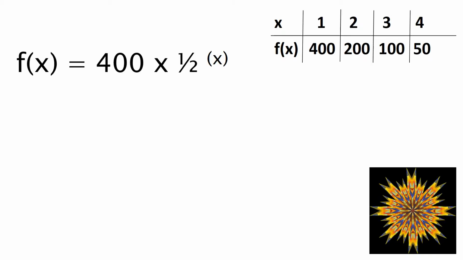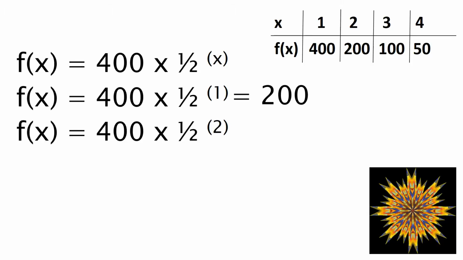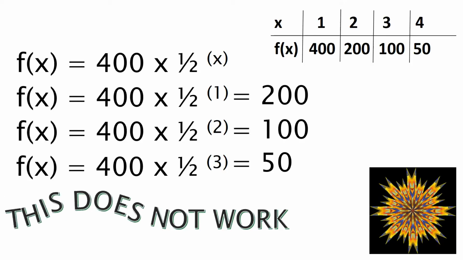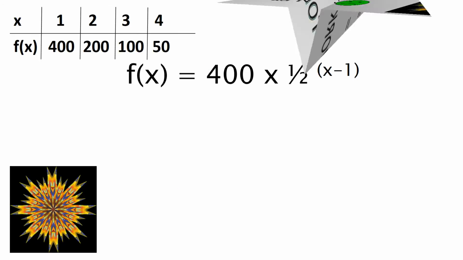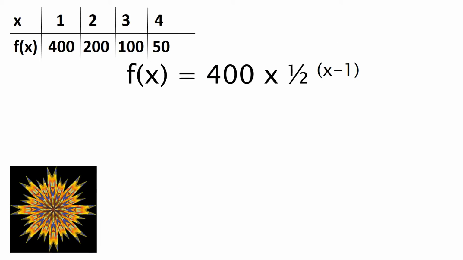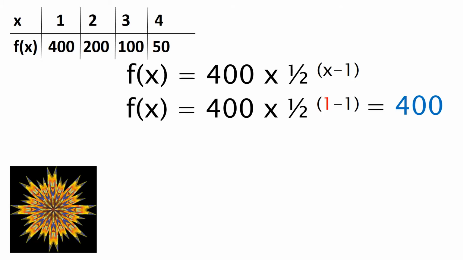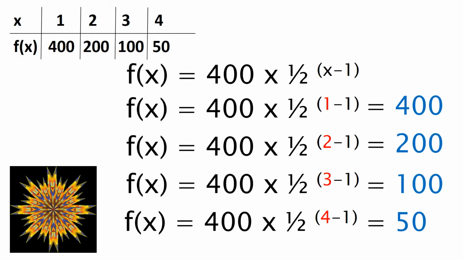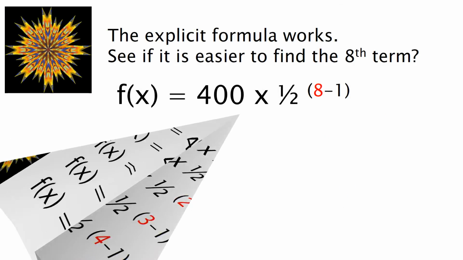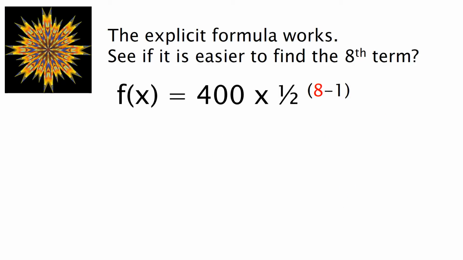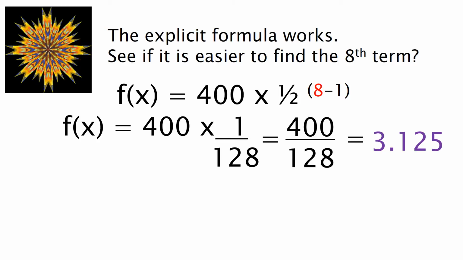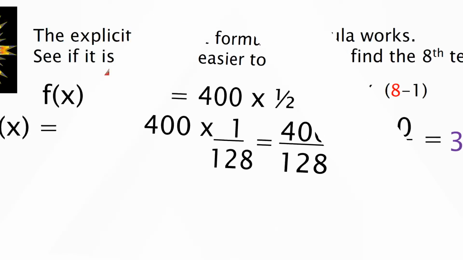If you try 1/2 to the exponent of x, we notice that it does not work. But it was dependent on the previous term. So look at our exponent now, x minus 1. That will get us the previous term. And if you look at your results, all of the terms match up with their f of x in the table. It's much easier to use this formula to now find the 8th term. Input your math, do some calculations, and as in the recursive formula, we get 3 and 125 thousandths.